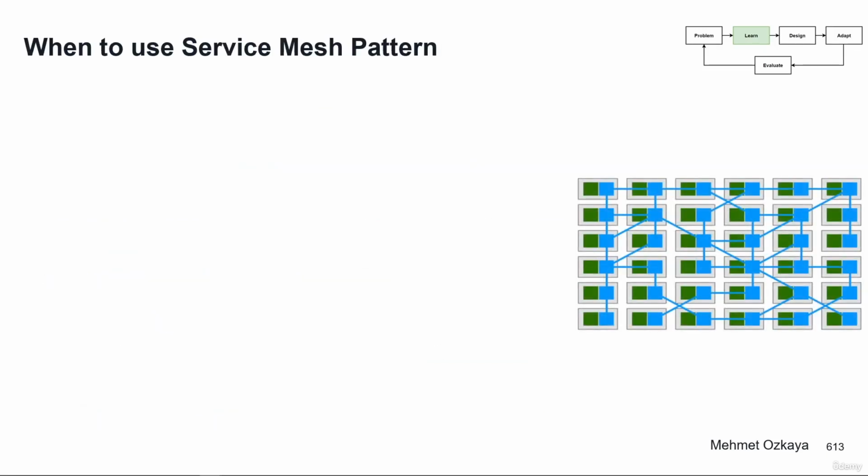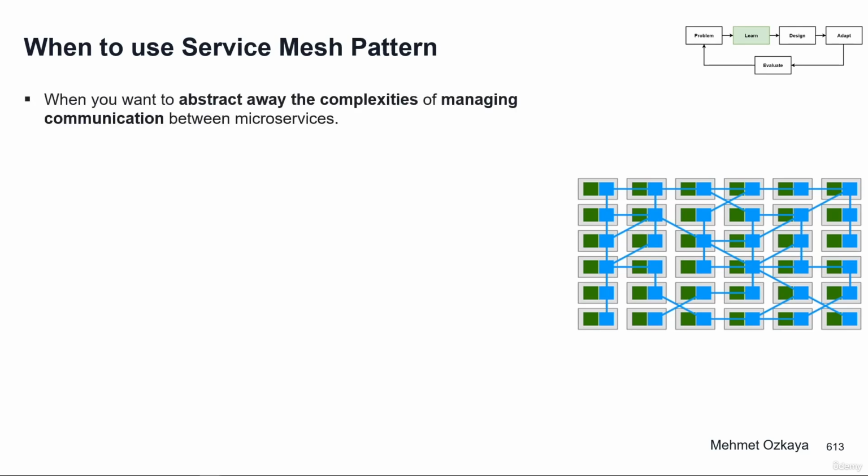The service mesh pattern is a good choice in situations where you want to manage the communication between microservices in a distributed system. Let's explain some of the specific scenarios where the service mesh pattern might be a good fit. The first reason could be when you want to abstract away the complexities of managing communication between microservices. A service mesh can help you manage the communication between microservices in a way that is transparent to the microservices themselves. This can make it easier to build and maintain complex systems.